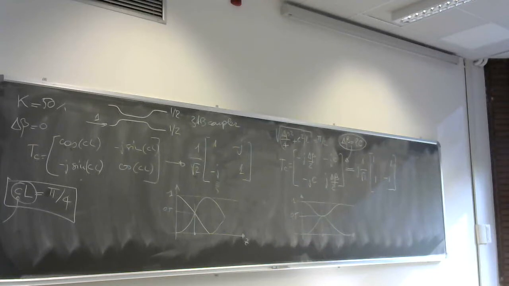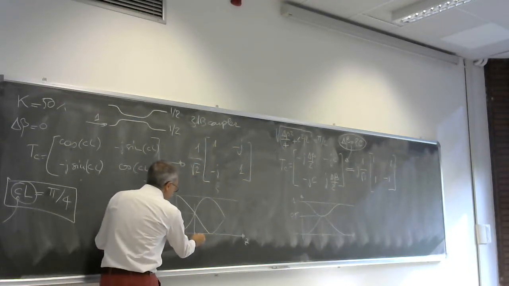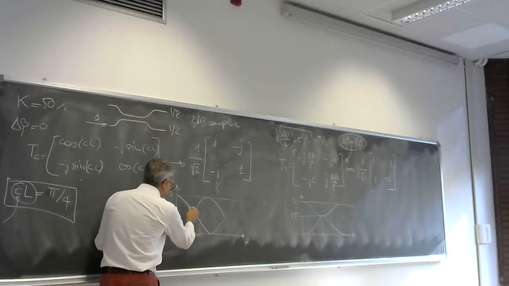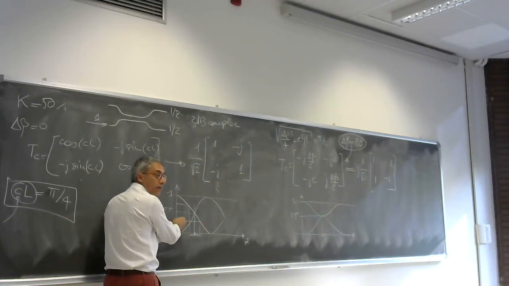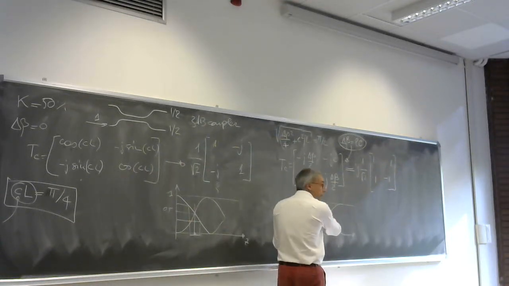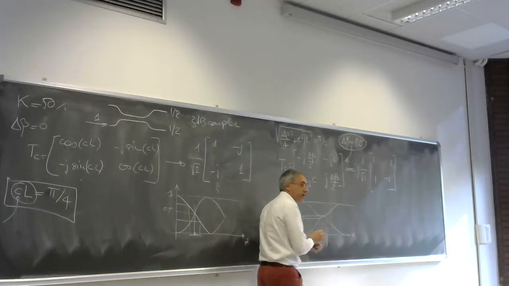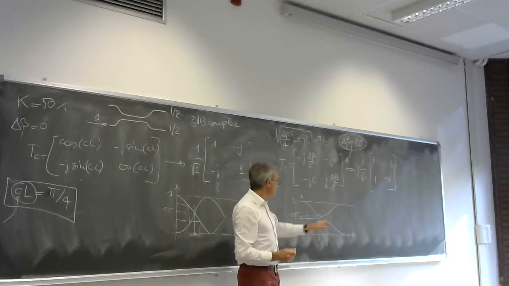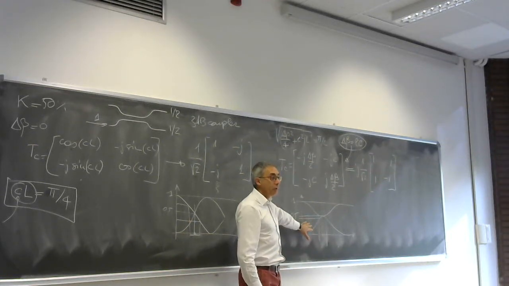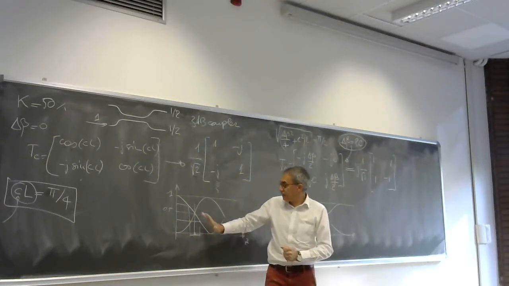But think to the technological process, and you make an error in the gap, in the dimension. So if you make an error here, you get a strong variation of the coupling coefficient. Here you are on a maximum, and so if you make an error here, the error is very reduced. So this is more robust with respect to the technological tolerance. This is less robust.